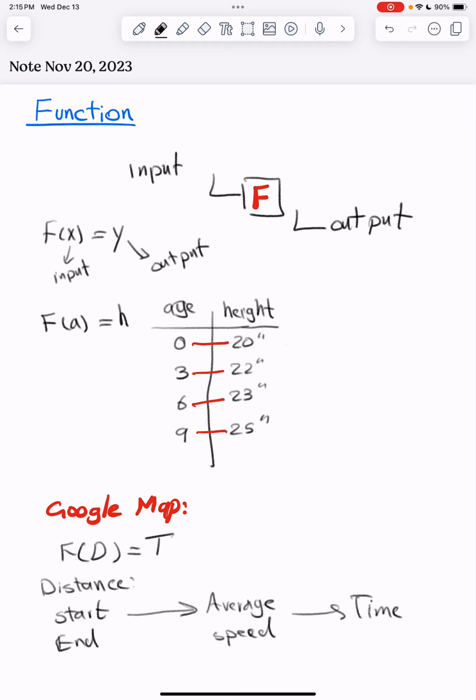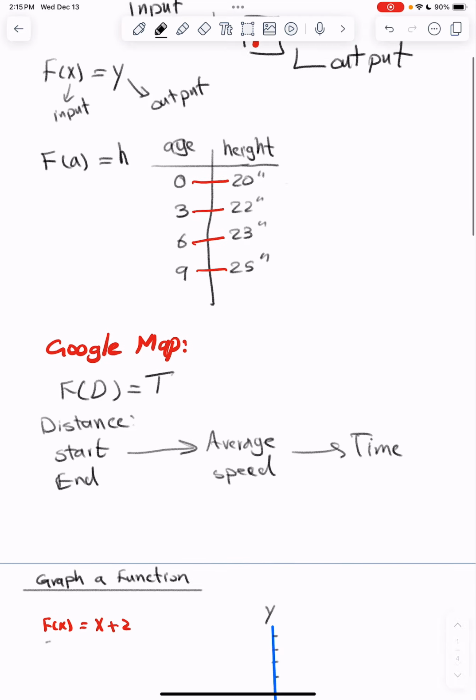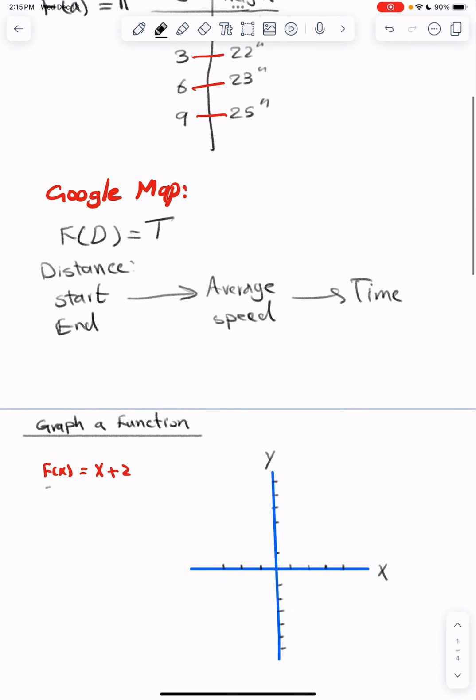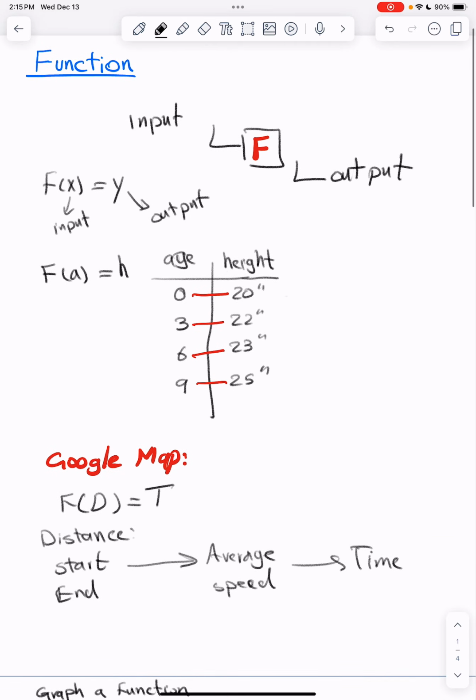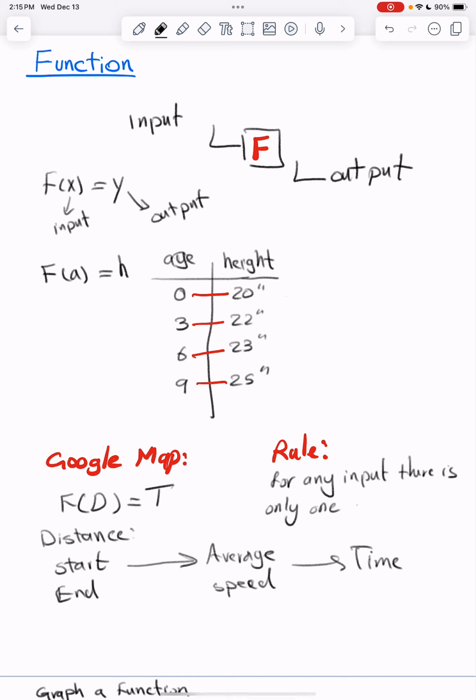There is a rule about functions. The rule of the function says for any input, there is only, or exactly, one output.